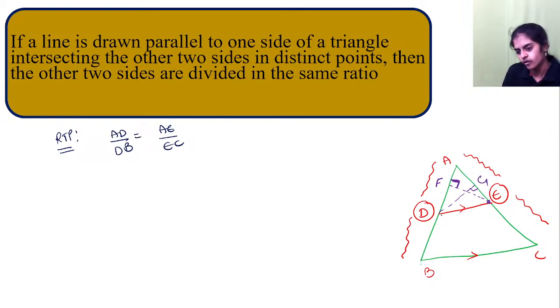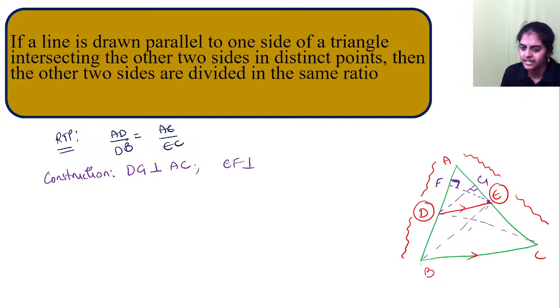Okay, and also please join CD and BE. So what did I do? What is the construction I have done? In construction, I have simply dropped perpendiculars. I drew DG perpendicular to AE or AC, and I have taken EF perpendicular to AD or AB, and I have also joined C to D and B to E.